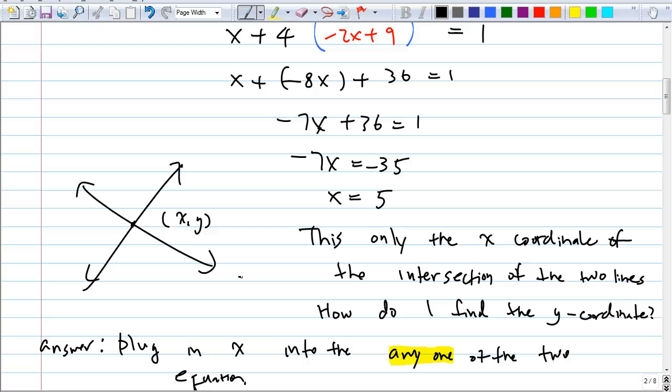So you guys on the right side, why don't you plug into the second equation? Let's see if we get the same y coordinate. Go ahead, everybody do that. Because yes, that's where they intersect. It doesn't matter which one you plug in. It's a solution for both.